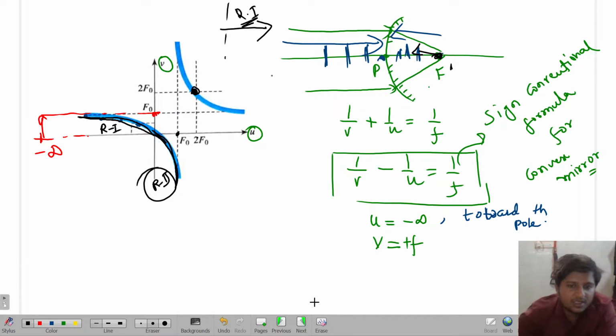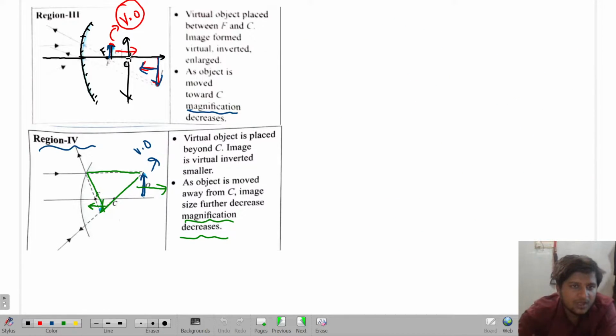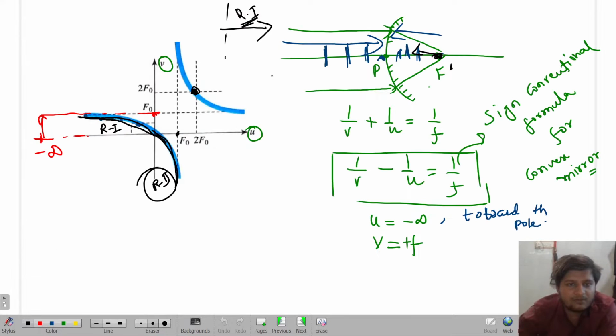After that, try to see when I move from the center of curvature towards the focus, what is going to happen? The image size increases or not? This is my center of curvature, this is my focus. So when I'm moving from the center of curvature towards the focus, what is happening? The image size increases. The image becomes enlarged. Yes or no, Gagan? So this is for R3.